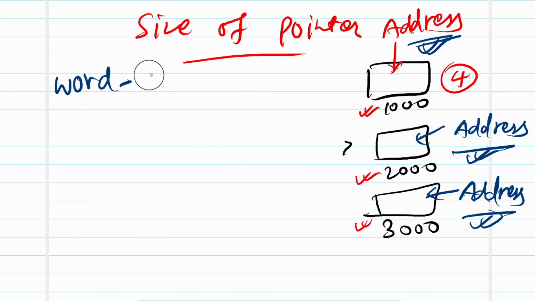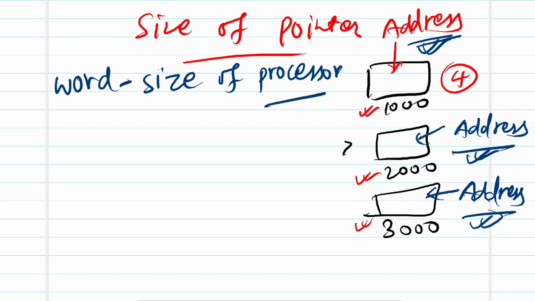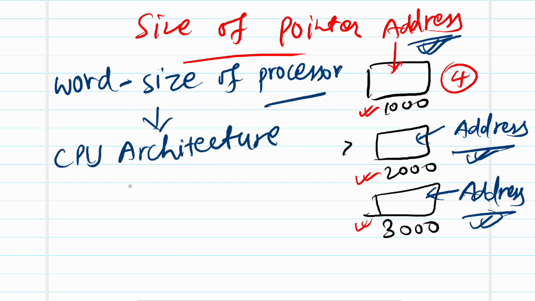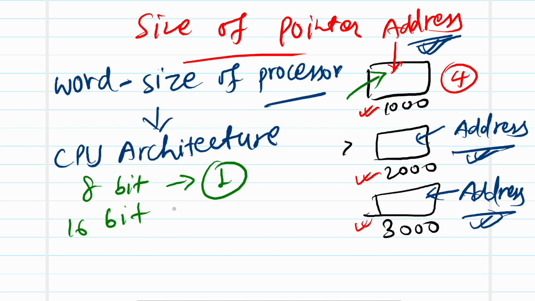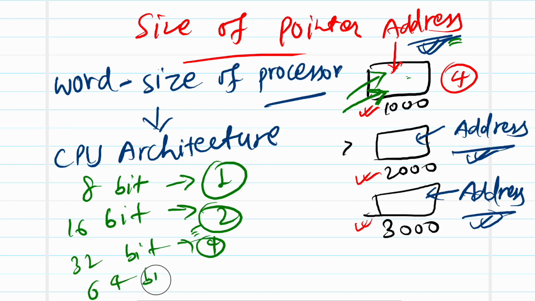It totally depends on the size of your processor, or in other words, it depends on the CPU architecture. If your CPU is 8-bit, let's say, then we need to store just 1 byte of address in this memory location. And if your CPU is 16-bit, we need to store 2 bytes for the pointer. We are storing the address of the variables, right? So to store the address for 16-bit, we need 2 bytes. Similarly, for 32-bit, we need 4 bytes, and for 64-bit, we need 8 bytes.